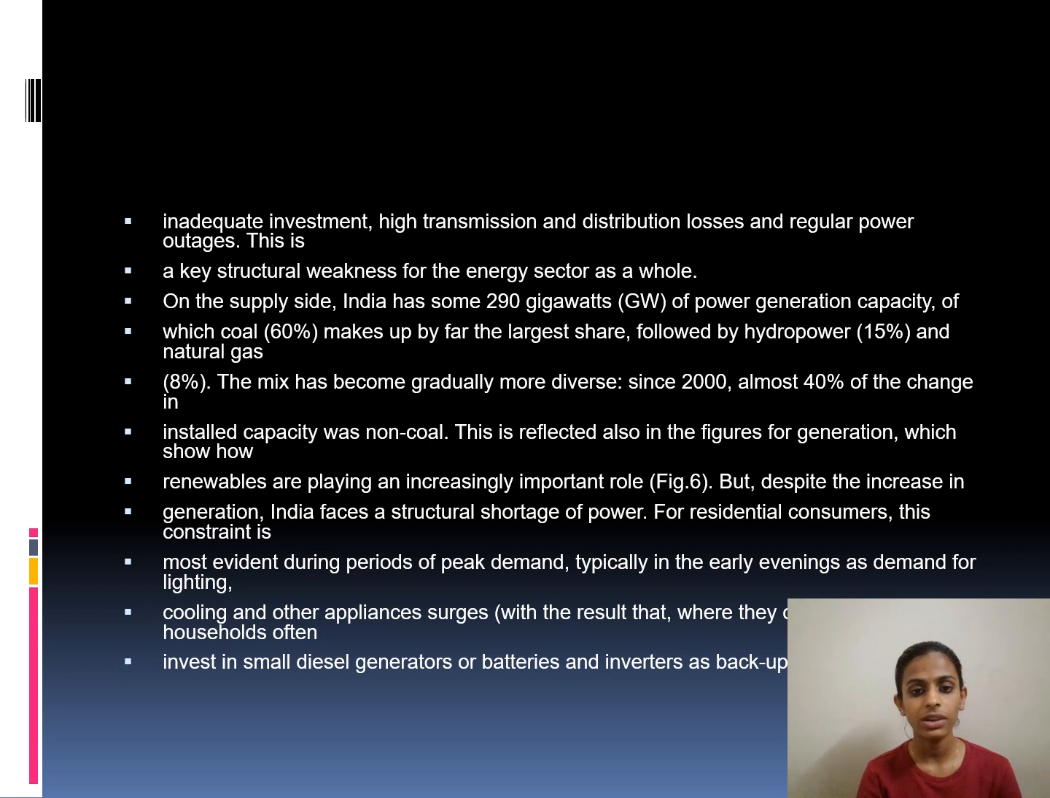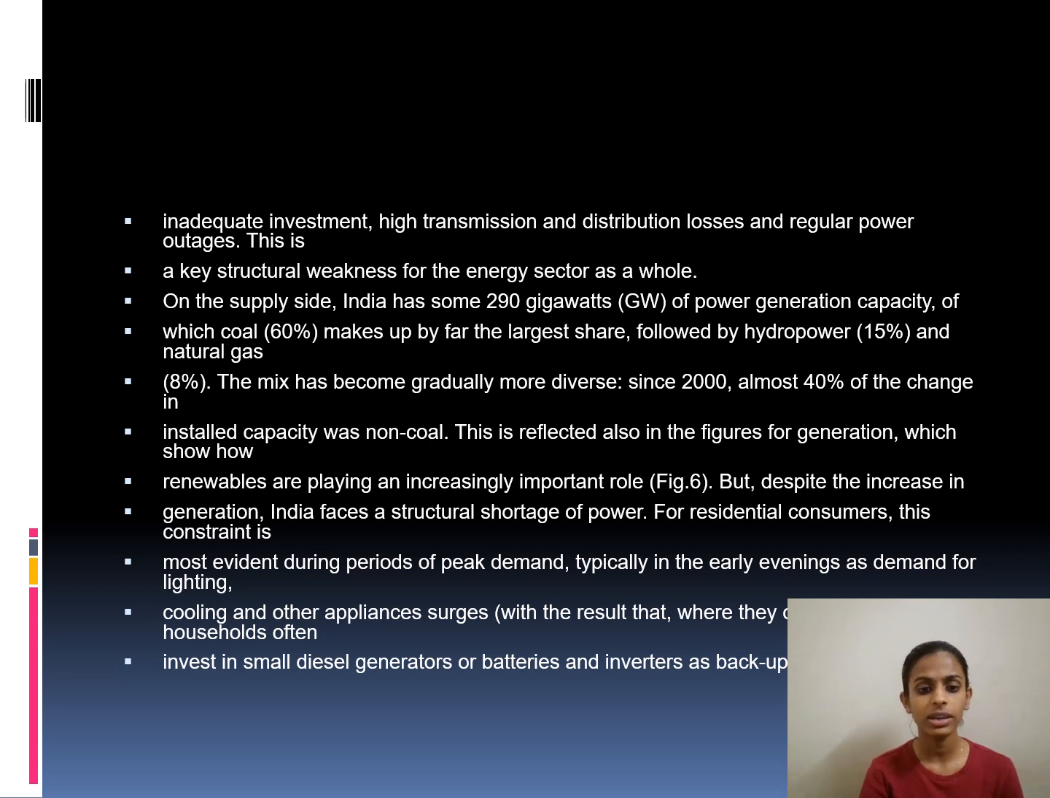Inadequate investment, high transmission and distribution losses, and regular power outages are a key structural weakness for the energy sector as a whole. On the supply side, India has some 290 gigawatts of power generation capacity, of which coal makes up by far the largest share, followed by hydropower and natural gas. The mix has become gradually more diverse since 2000. Almost 40% of the change in installed capacity was non-coal. This is reflected also in figures for generation, which show how renewables are playing an increasingly important role.